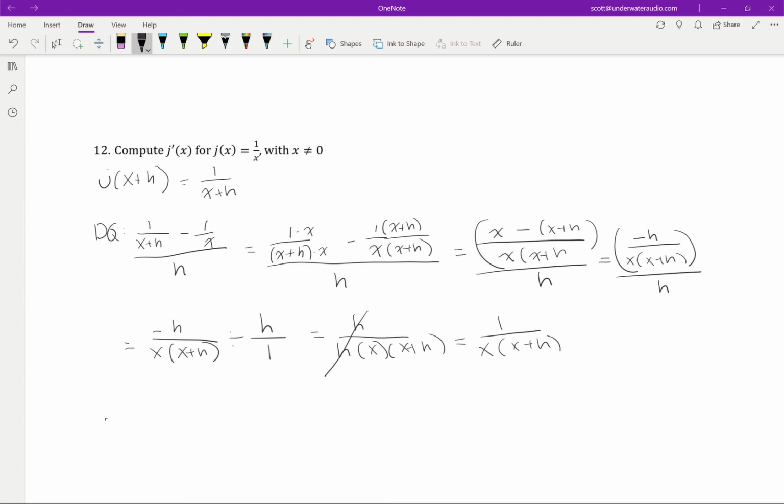Now I know that j prime of x is going to equal the limit of the difference quotient. So limit as h goes to 0 of 1 over x times x plus h. So this is a rational function, so I'm going to just try plugging in h equals 0, and if that works, then I've got an answer. 1 over x times x plus 0, that's good. Get 1 over x squared.